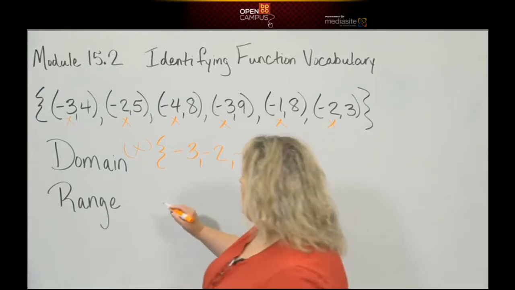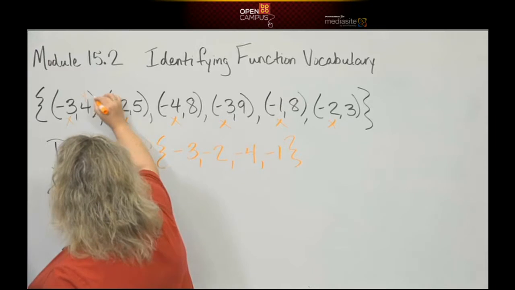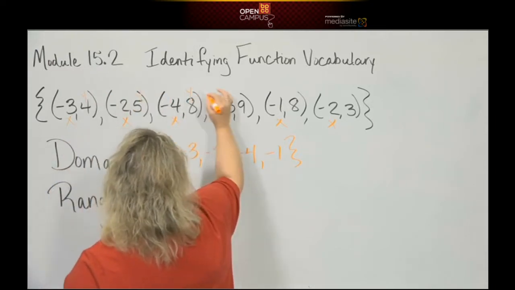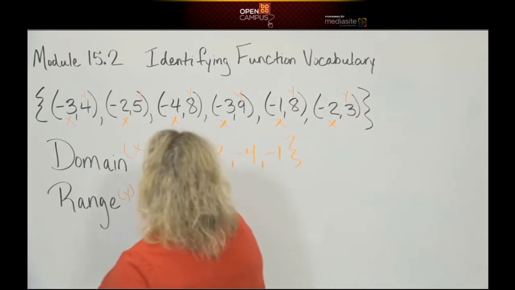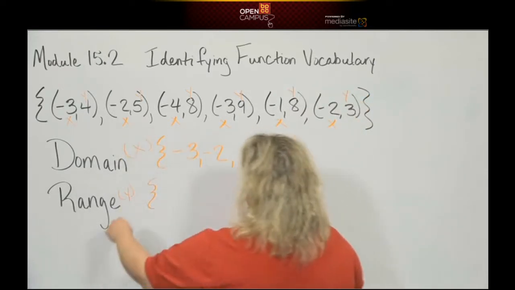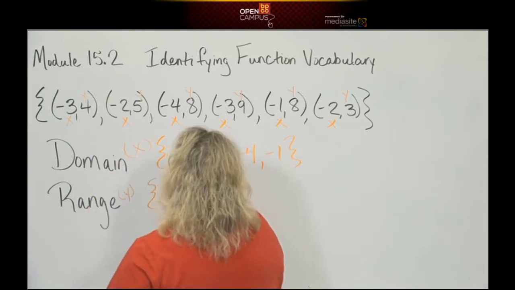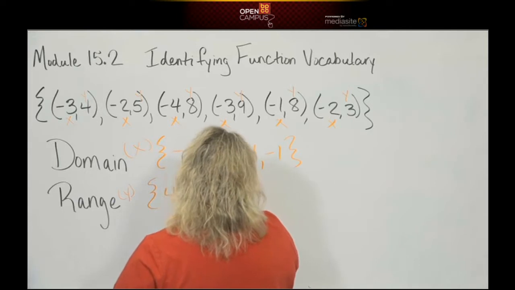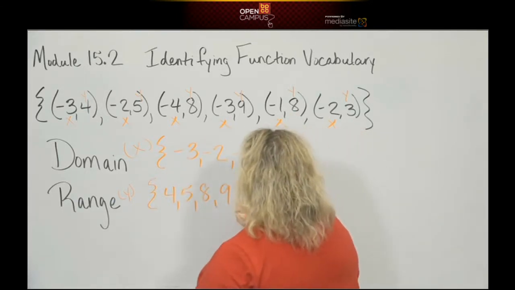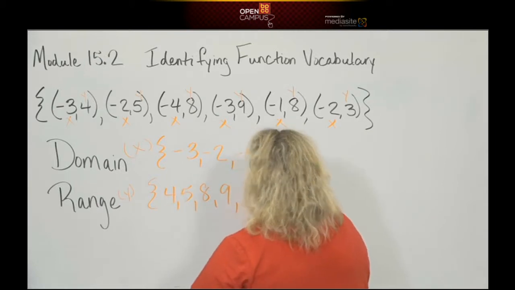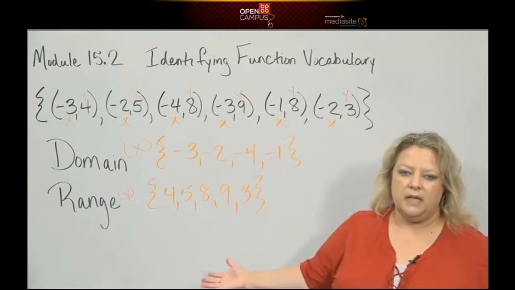Now let's write our range. The range are the y values. So here are your y values up here. And let's write our little squiggles, our braces. So we got a 4 and a 5. We have an 8, a 9. There's an 8. I already have an 8. And a 3. Now again, if you want to write these in numerical order, you totally can, but it doesn't really matter.